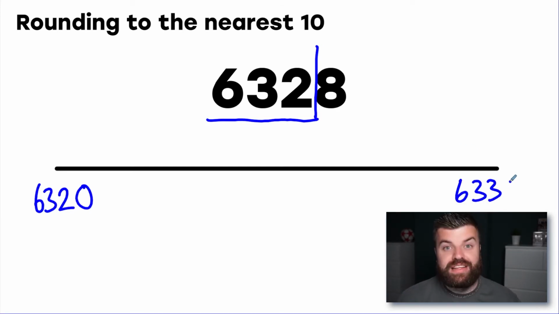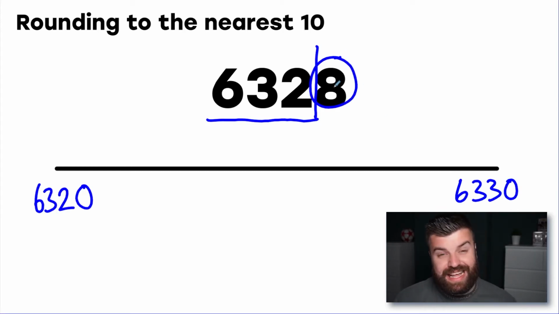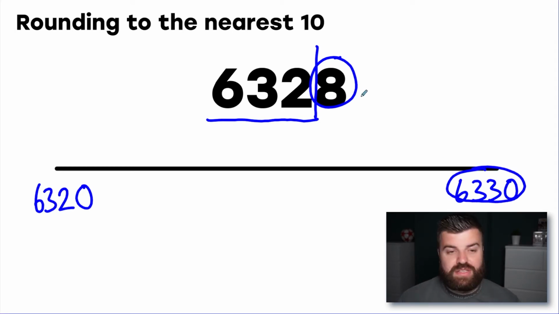633 tens with a placeholder. Circle my digit next to the wall, it's an 8. That's a high digit, so we're going to round up, and it really is as simple as that. The answer to this question was 6,330.